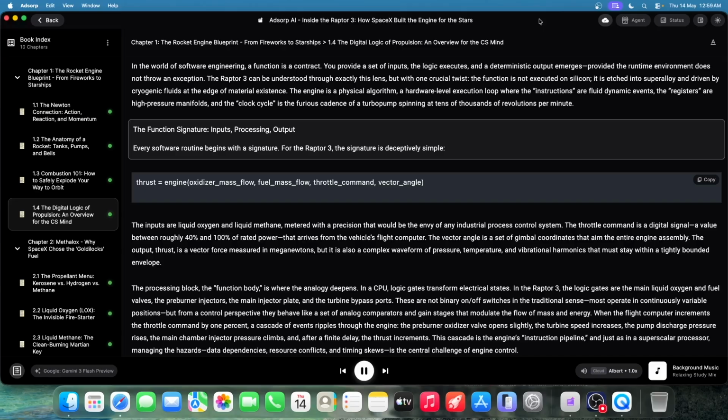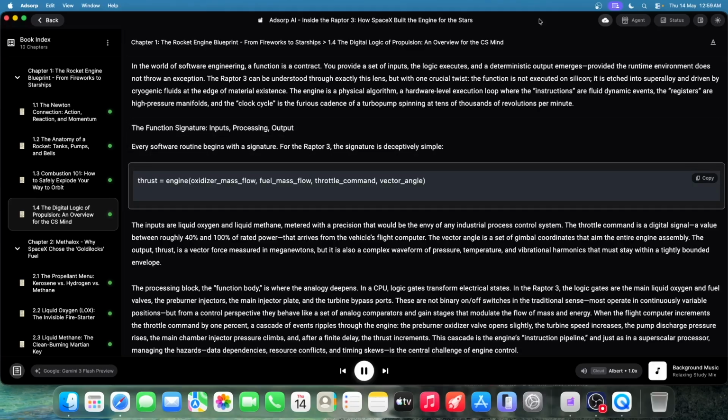Every software routine begins with a signature. For the Raptor 3, the signature is deceptively simple. This code snippet represents a function call that calculates engine thrust based on multiple input parameters, including propellant flow rates, throttle setting, and gimbal angle.